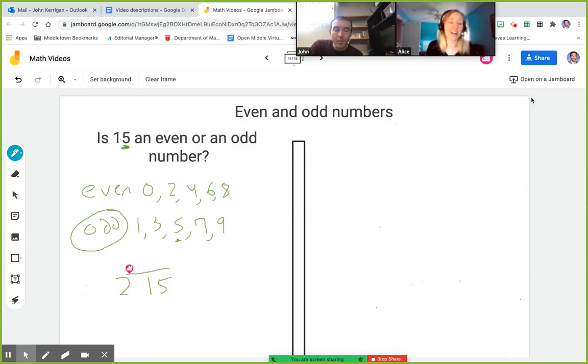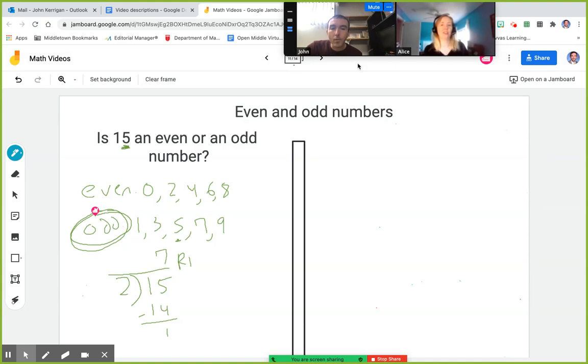You would divide a number by 2. And if it would go in evenly, it was even. If you had a remainder, then it was odd. So I could say, okay, 2, I would put a 7 up here. 7 times 2 is 14. And I would have 1 left over. So 7 remainder 1. So that would be another way that I would know, okay, 15 is odd. It can't be divided by 2 evenly.